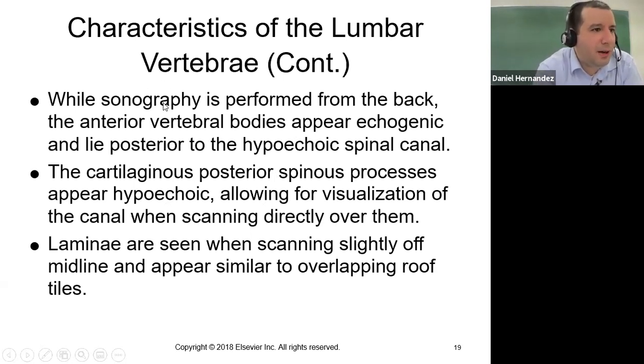So while sonography is performed from the back, the anterior vertebral bodies appear echogenic and lie posterior to the hypoechoic spinal canal. The cartilaginous posterior spinous processes appear hypoechoic, allowing for visualization of the canal when scanning directly over them.